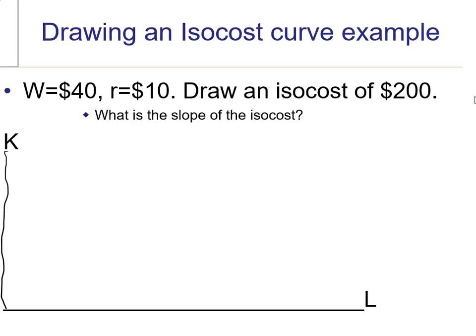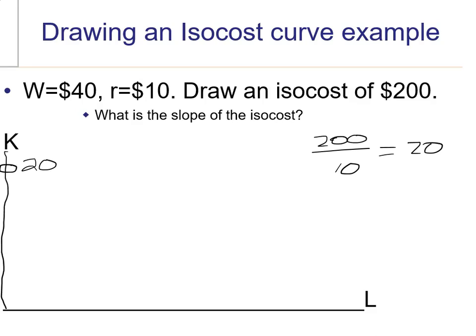The easiest way to sketch an isocost is to first determine, if you spend all your money on capital, how many units of capital could you rent? Well, you have $200 to spend, and the rental price is $10. So you could rent up to 20 machines and no workers. So 20 is going to be on this y-axis.